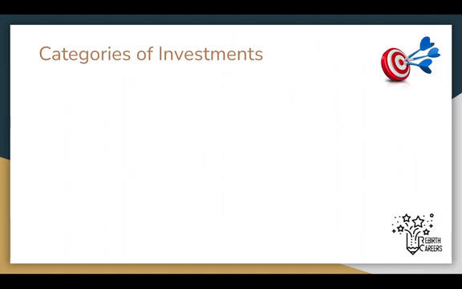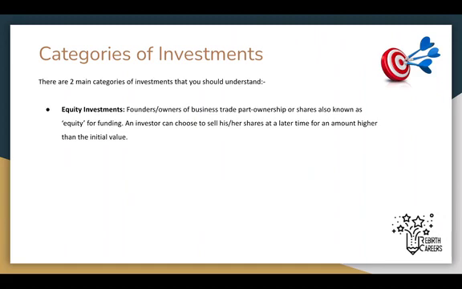So just moving into it, what are the different categories of investment? It's very key for you to understand this. There are two main categories of investments. The first one is equity investment. I spoke about it a little bit in the first section. Here, the founders or owners of the business trade part of that business, which we call shares, for funding.